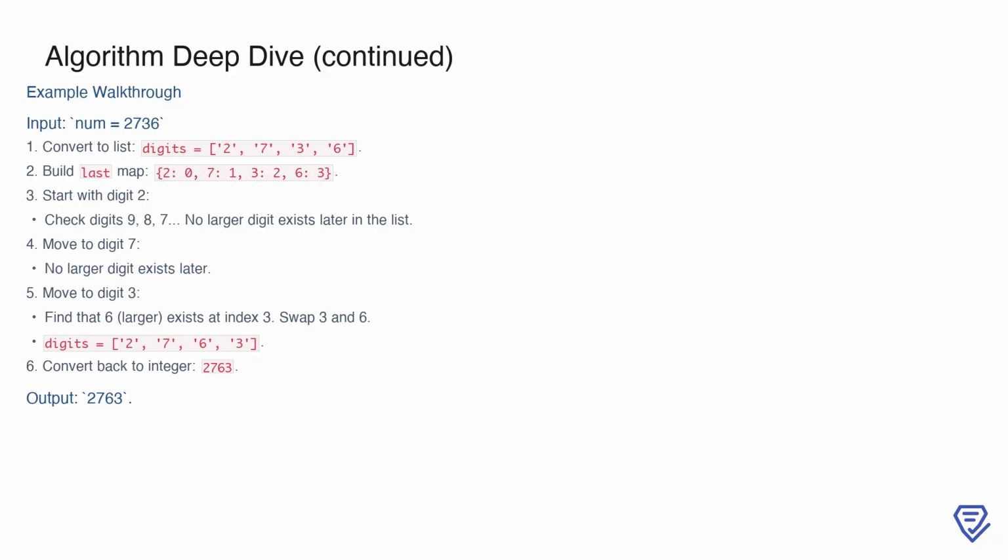Starting with the first digit, 2, we check if there's a larger digit later in the list. No such digit exists, so we move on to 7, where the same conclusion holds. When we reach 3, we see that 6 is larger and occurs later in the list.